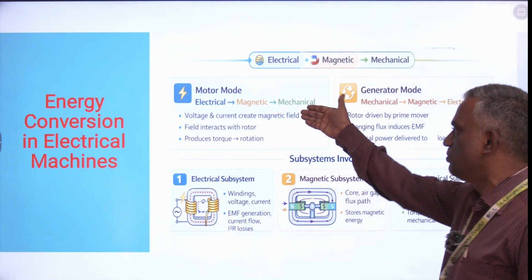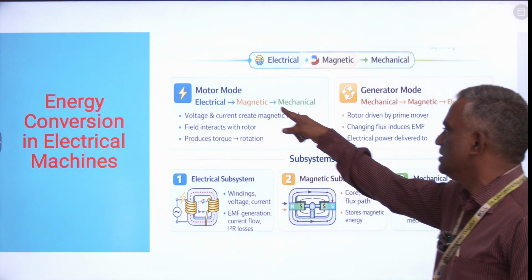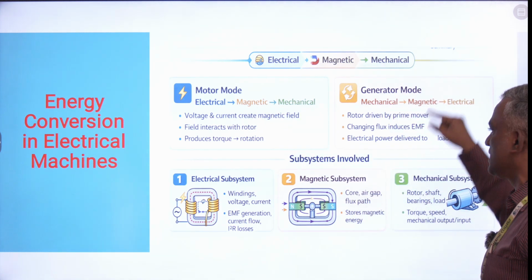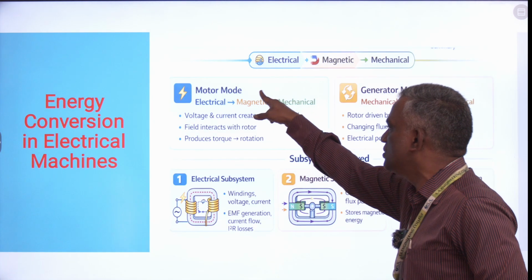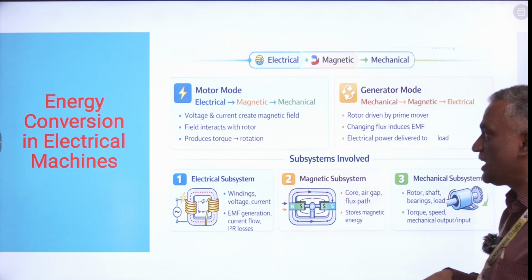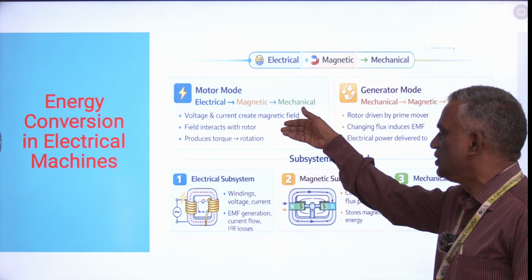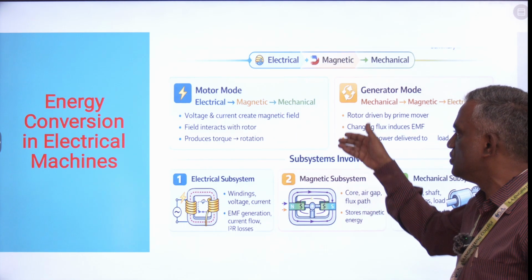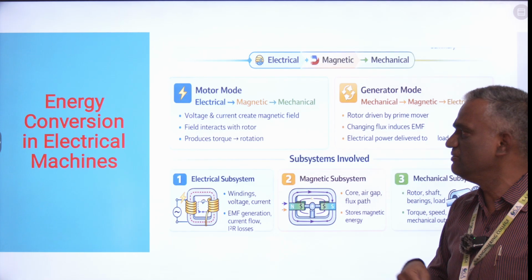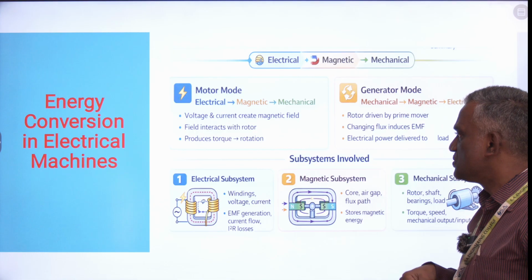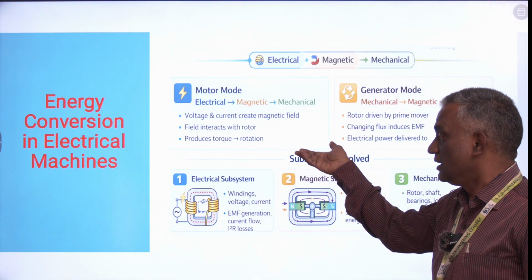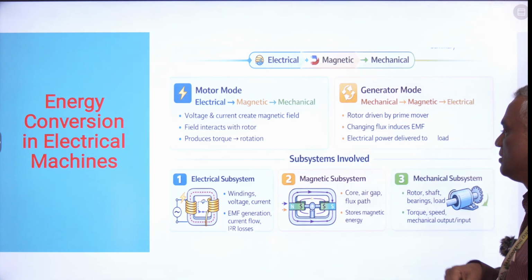If you take the motor mode, the input is electrical and the output is mechanical. If you take a generator, the input is mechanical and the output is electrical. In both cases the medium is magnetic. In motor mode, the parameters are voltage and current, which create the magnetic field. The field interacts with the rotor, torque is produced, and the rotor rotates.